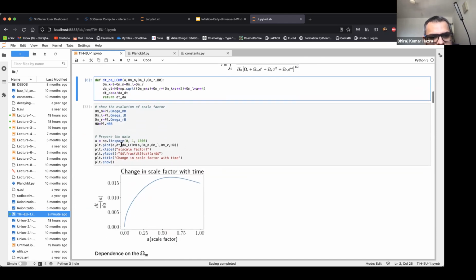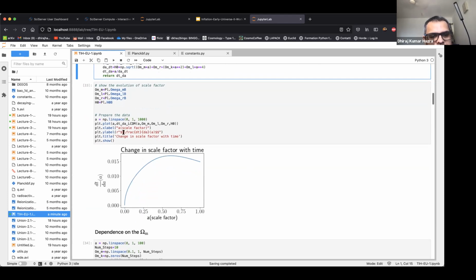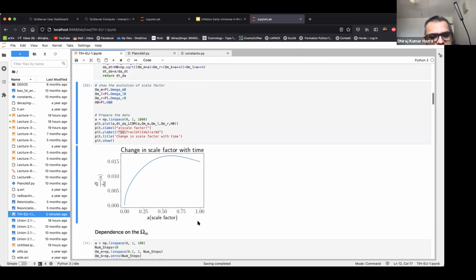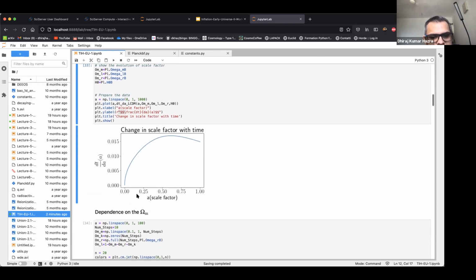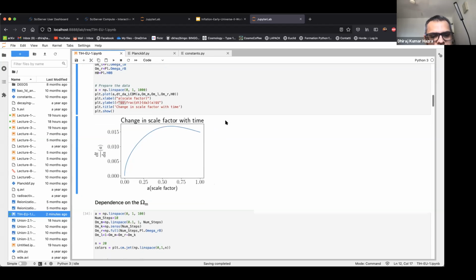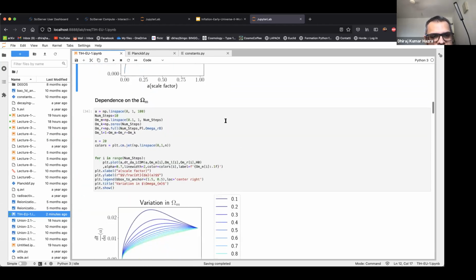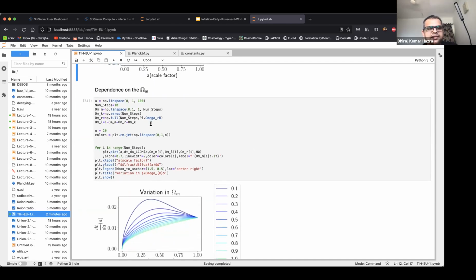And then you see, this is the integrand dt da lambda CDM. What I have plotted is the change in the scale factor with time. This is dt da. When the universe was size zero and when the universe was size one, between size zero and size one, if you integrate this, the area under the curve is going to give you the age of the universe.